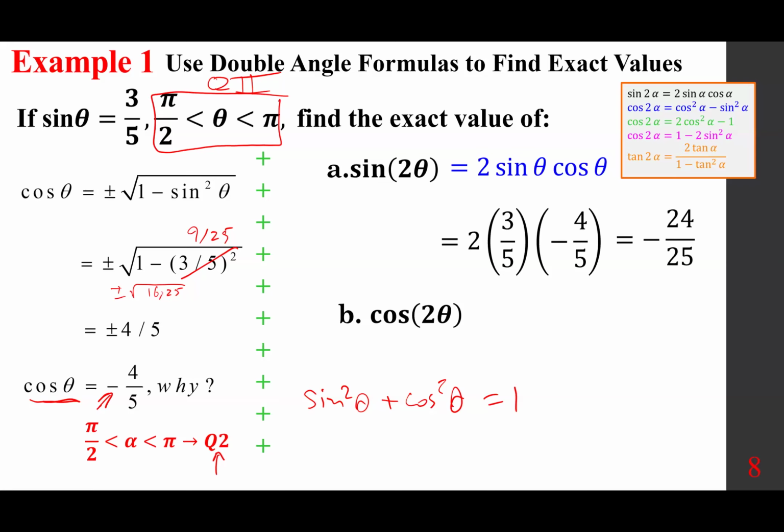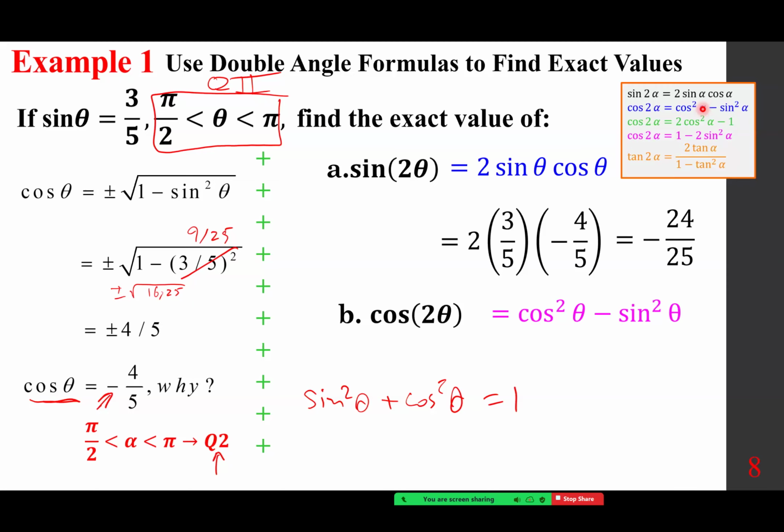For cosine 2 theta, we have different ways of approaching it. Class, we can go with cosine squared minus sine squared. And since we have both of them, that works. We can go with 1 minus 2 sine squared. Again, we have the sine, that works. Or we can go with 2 cosine squared minus 1. There are 3 different formats. Any of them will do the job since we found everything.